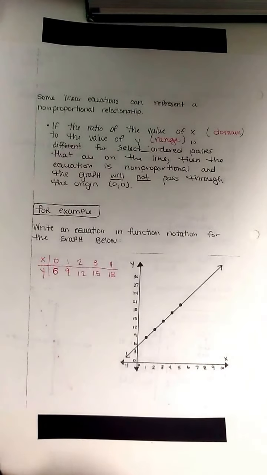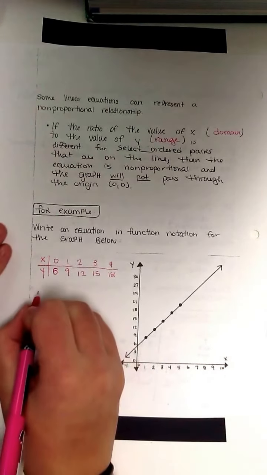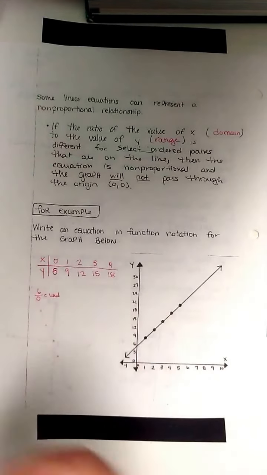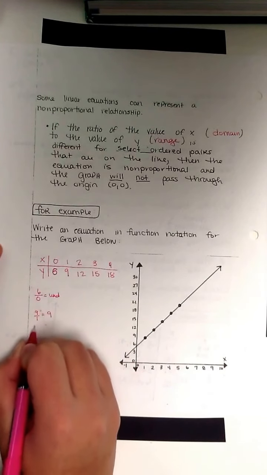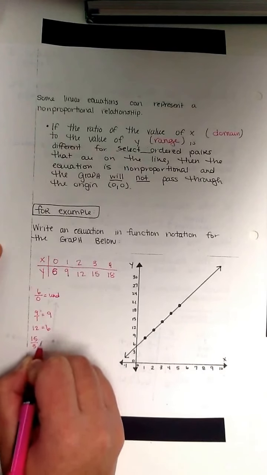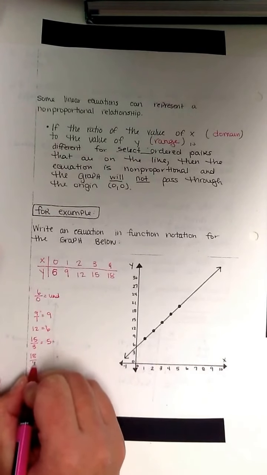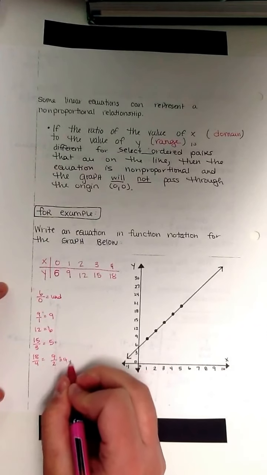So let's write out our ratios. I'm not passing through the origin, so that rule doesn't apply to this example. I'm going to say y, so 6 over 0 is undefined. We cannot divide by 0. If I have 9 over 1, I just get 9. 12 over 2 gives me 6. 15 over 3 gives me 5. Do you see where I'm going with this? 18 over 4 can only be reduced to 9/2, or 4.5.